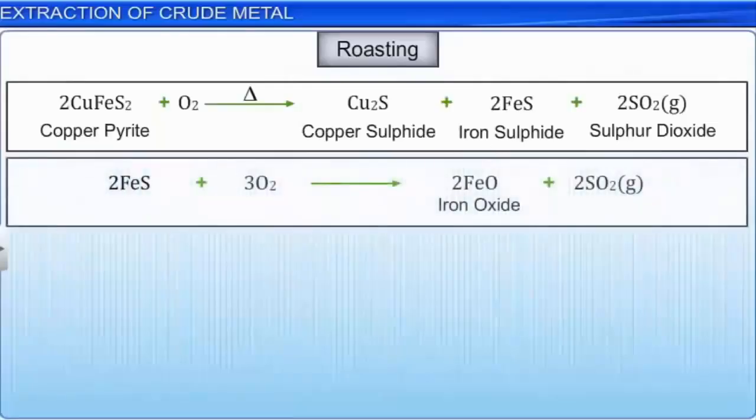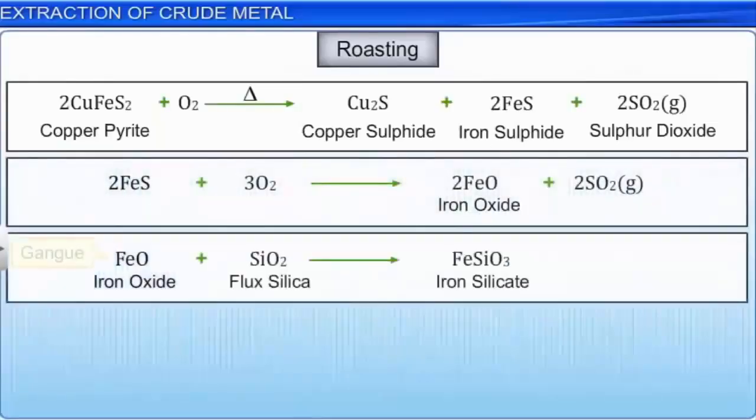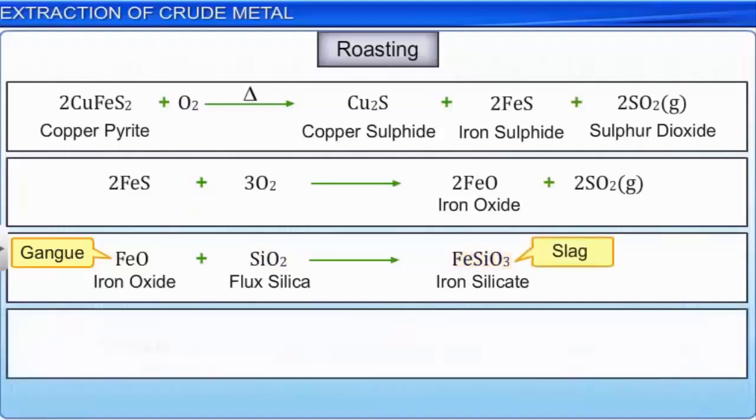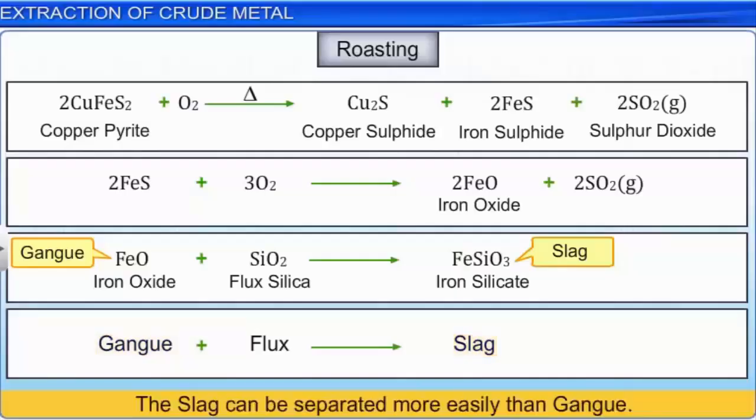The iron oxide present as an impurity in the form of gangue is removed by adding flux silica. Iron oxide reacts with silica and slags off as iron silicate. Note that the flux added during the metallurgical process combines with gangue to form slag. The slag can be separated more easily than gangue.